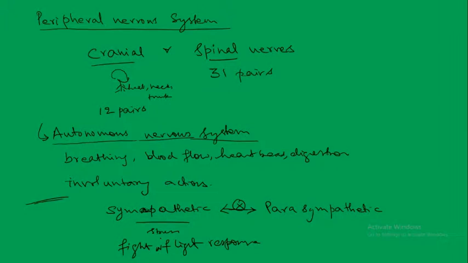For example, suddenly we see a snake: either we need to fight it or we need to run away from there. This kind of response comes under the sympathetic nervous system. It prepares the body with increased energy and sensory capacity, thus making the body ready to fight a threat or to escape from it.